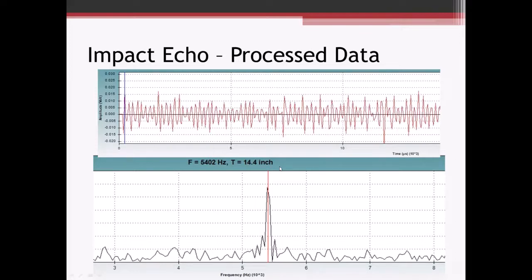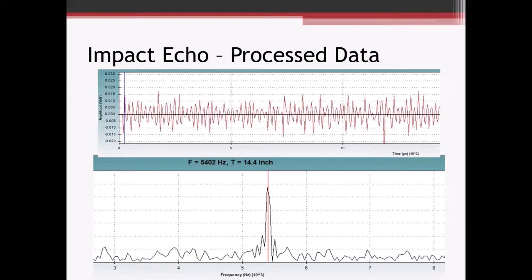So this is pretty good quality data, and that's probably one of the most important things with any of these NDT methods, these stress wave methods: making sure that the operator can understand and identify good quality data from bad quality data.